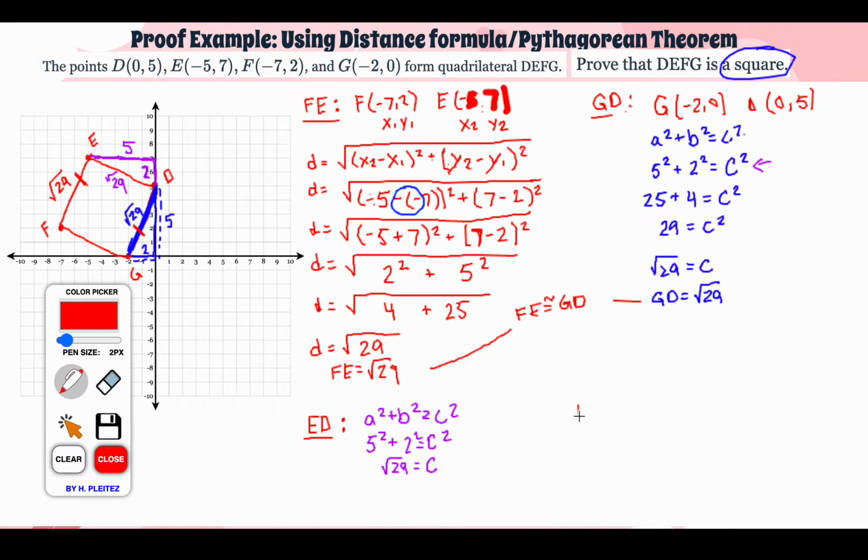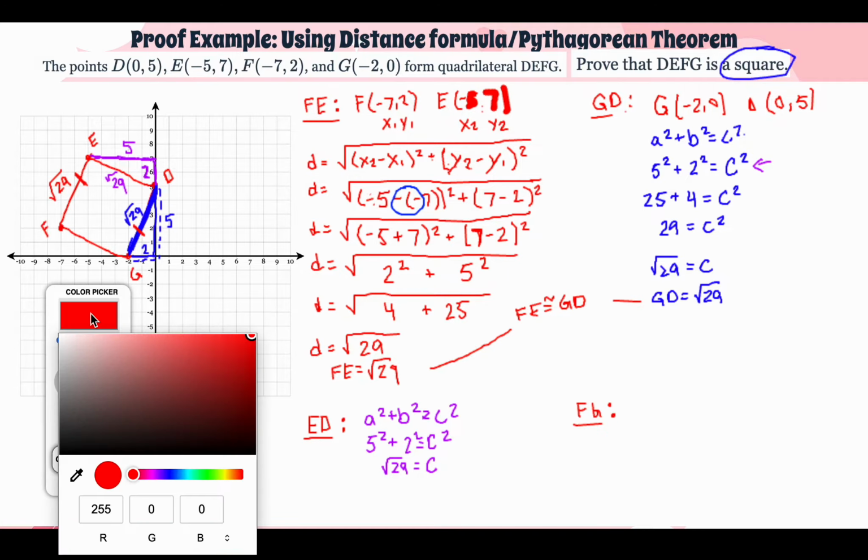And now we have one other side left to do. We have side FG. And again, I'm going to do Pythagorean theorem. I'm using a different color here. Let's try this greenish color, I guess. I hope it shows up.